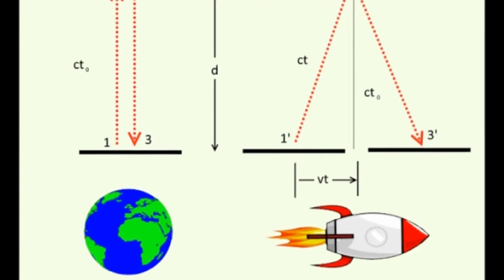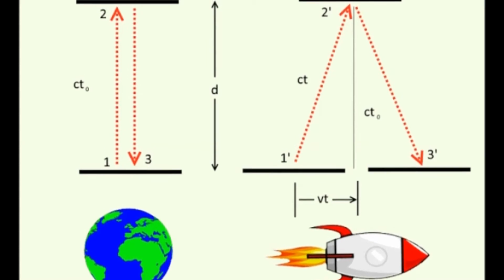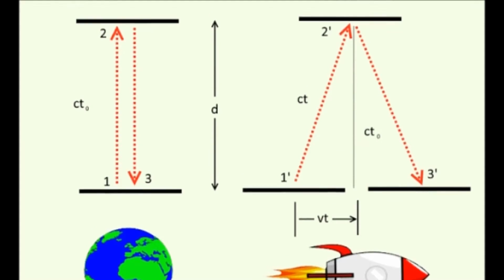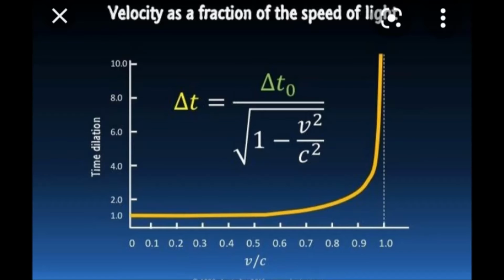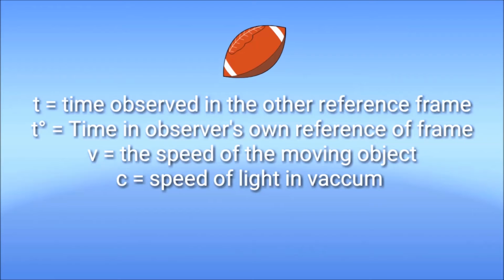This is explained due to the fact that the astronaut is traveling at relativistic speeds and therefore his clock is slowed down. Let's see how we can calculate the time difference. The equation for calculating time dilation is as follows: T is equal to T naught over the root of 1 minus v squared by c squared, where T is equal to time observed in the other reference frame, T naught is equal to time in the observer's own frame of reference, v is equal to the speed of the moving object, c is equal to the speed of light in a vacuum.